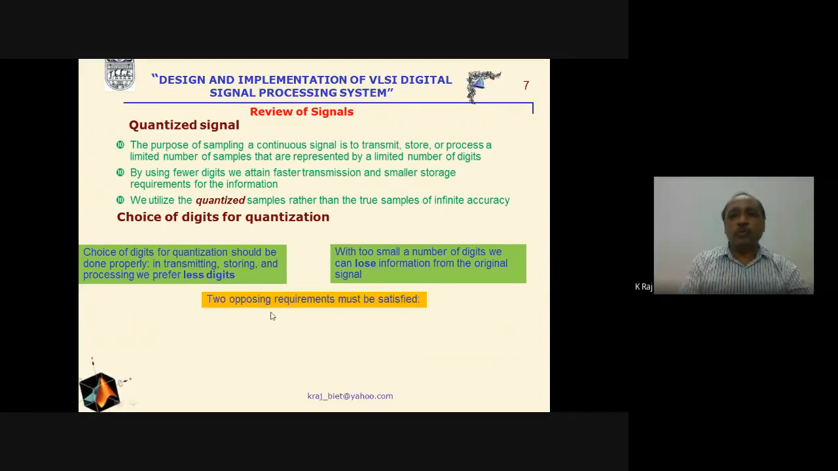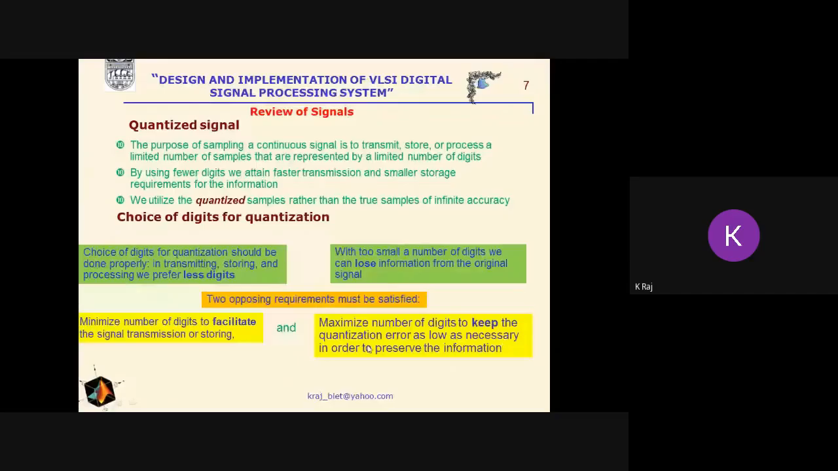So it means there are two opposing requirements: to facilitate signal transmission, storing, or processing, and at the same time maximize the number of digits to keep the quantization errors as low as necessary in order to preserve the information. So we want neither the minimum nor the maximum, but we have to select an optimum number of bits. There is a need of optimization to get the optimum number of bits.